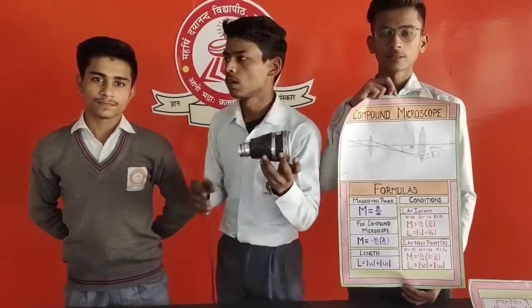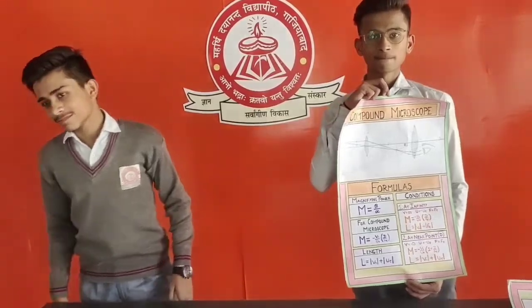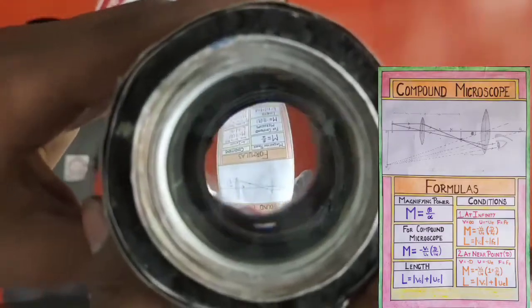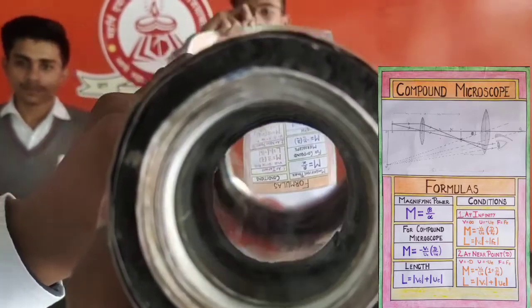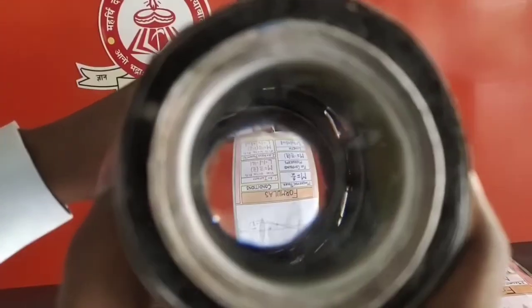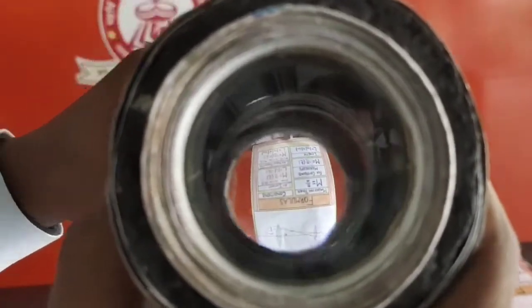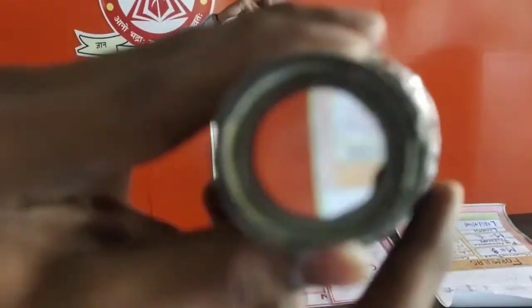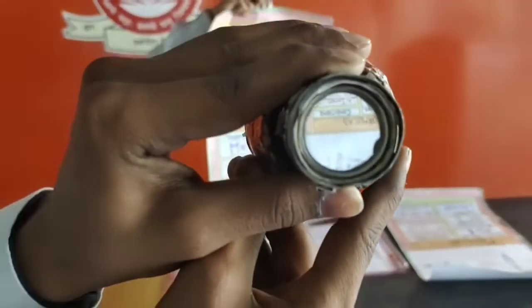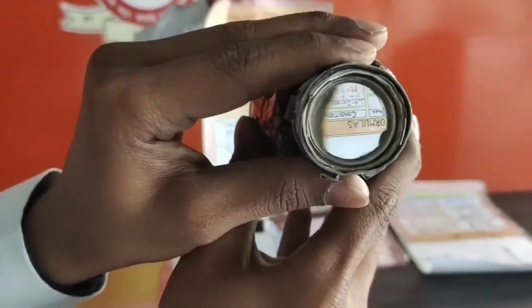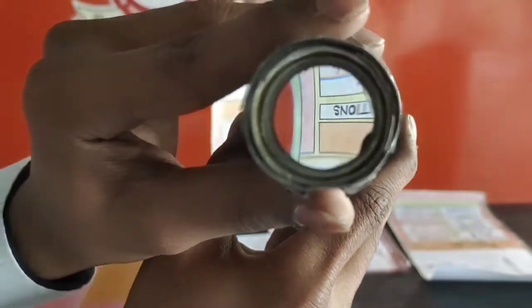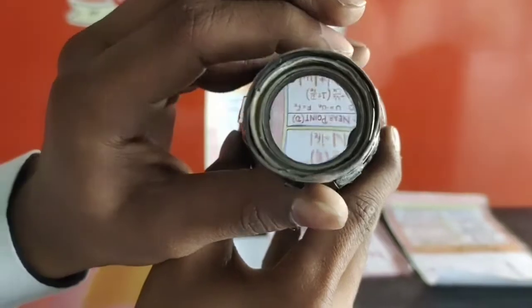Now let's have a view of the compound microscope. We have made it. As you can see, the working of a compound microscope is there clearly, and when we focus it, it is clear to us. Now have an astronomical view. Now if we focus it, then you can see clearly it is magnifying very clearly.